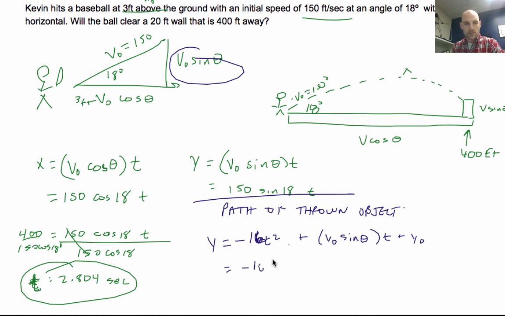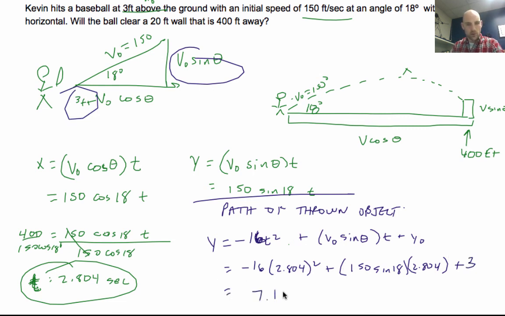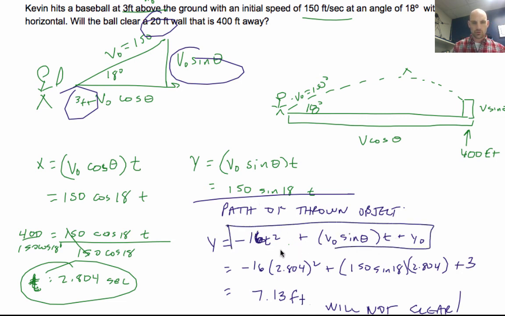So, negative 16 times 2.804 squared plus 150 times the sine of 18 times 2.804 plus my initial height of 3 feet. And what I get is 7.13 feet. And so if my wall is 20 feet, it will not clear. So we used the horizontal component, and we took into account our vertical component with the path of a thrown object equation right here. That's where it fits in.